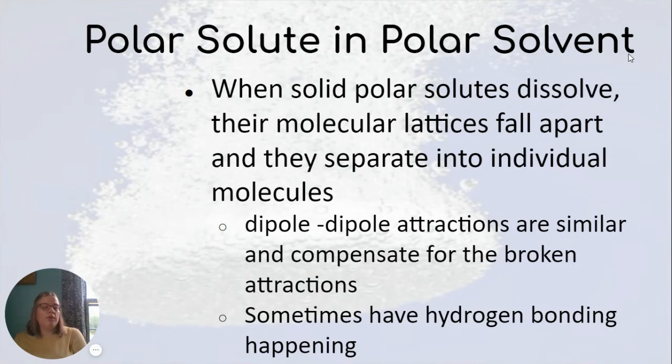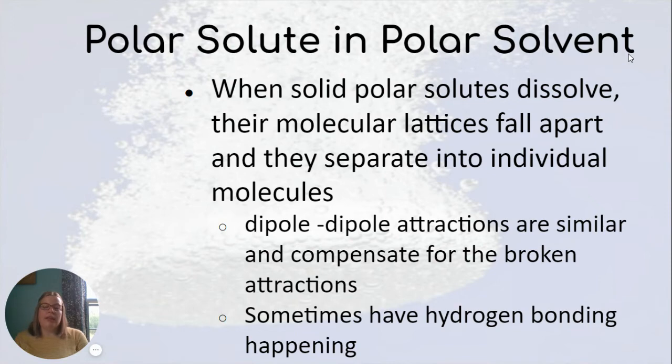When you have a polar solute in a polar solvent, what ends up happening is that polar solutes that are solid are also in a lattice, but they are in what's called a molecular lattice. And what that is, it's just an organized structure, but instead of there being ions at the center of the structure, there are whole molecules. So like when I made that ice model for you and you saw all the waters in the rigid structure, the same thing happens in a polar solute as well.